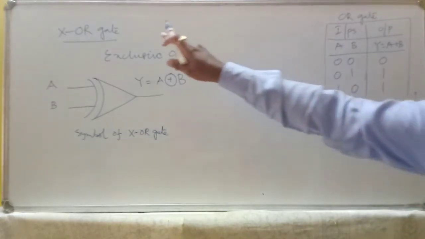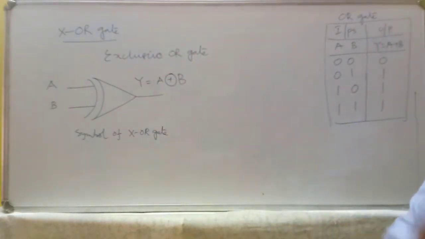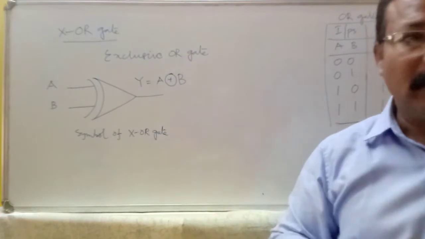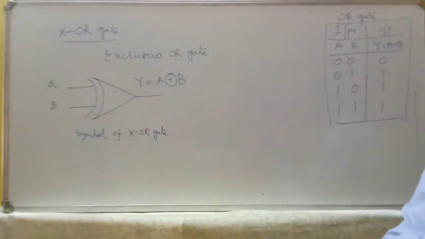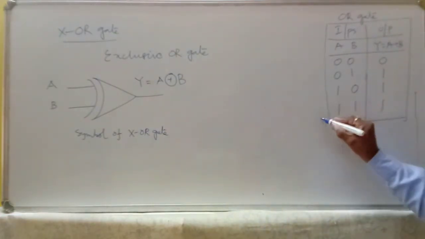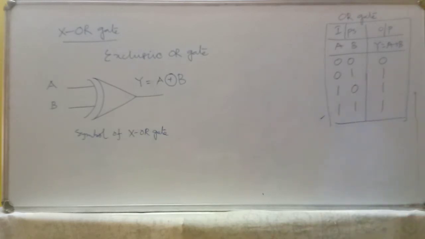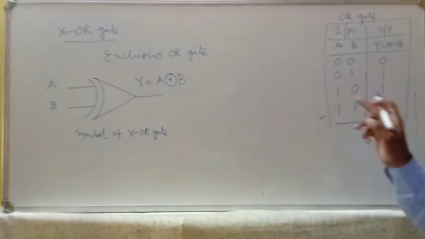Here, the OR gate and the XOR gate are both the same except for the last condition. What is the last condition? 1 1. When all the inputs are in high state, what happens in the XOR gate?